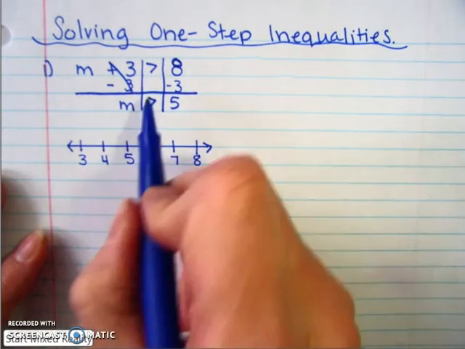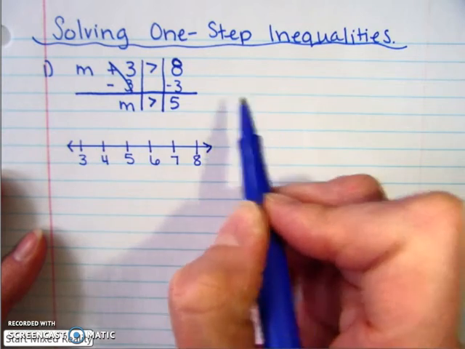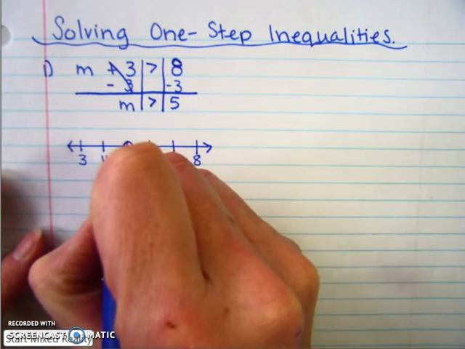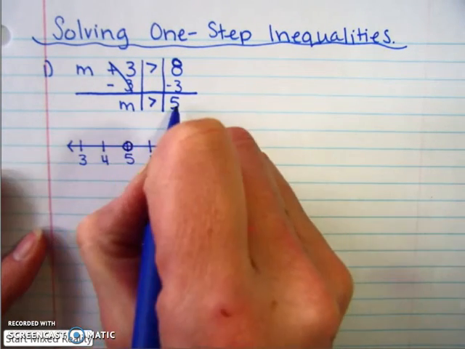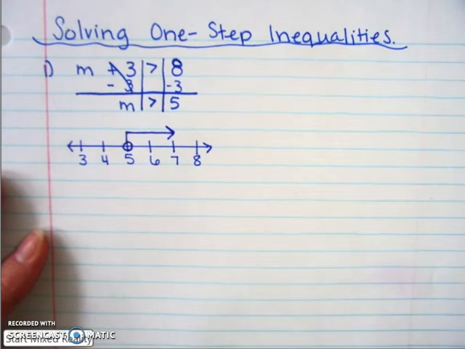In order to graph m is greater than 5. Remember, if it's greater than 5, it doesn't include 5. So I'm going to have a circle around 5. And if m is greater than 5, then it means all of the numbers more than 5. So my arrow needs to point to the right.